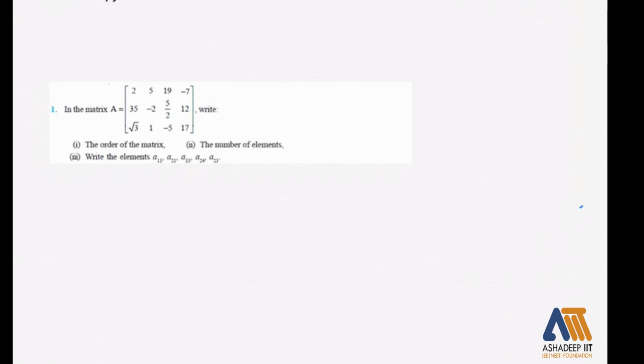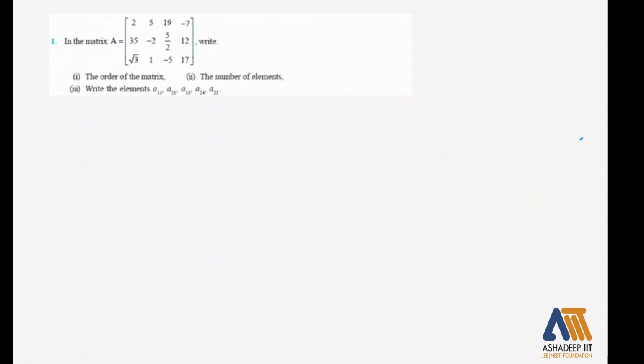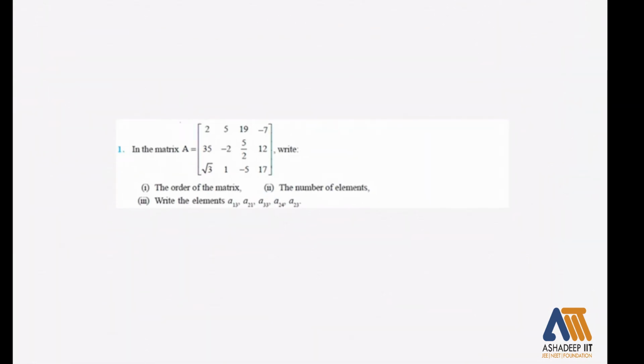Today we will solve exercise number 3.1. Question number 1. In the given matrix A, elements are given. We need to write the order of the matrix, the number of elements, and the following elements: A13, A21, A33, A24 and A23. First question is the order of the matrix.